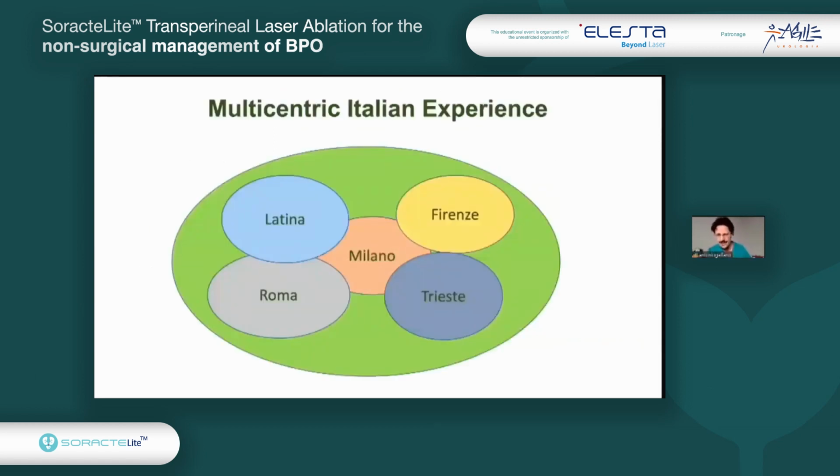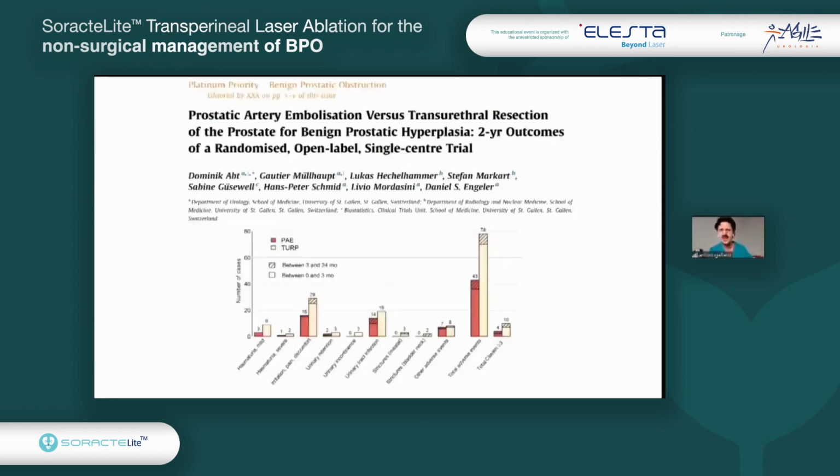Okay, we are going on with a multicentric Italian experience. We have five centers that are giving us data, and we are collecting the results. And probably, if the abstract is accepted, we will show it at the EAU Congress.